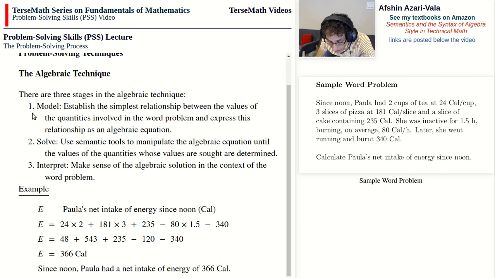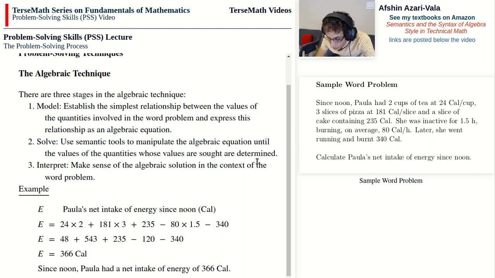Step 1, or stage 1, which corresponds to coming up with a model, is basically done after the first 2 lines. The first line specifies what the quantity symbol represents, and the second line comes up with what we call the model, the equation itself. Now you see this equation relates the values of all of the quantities that were given in the word problem in this manner.